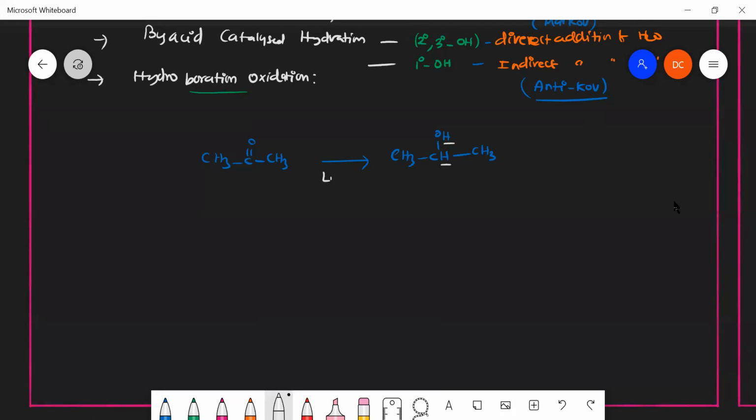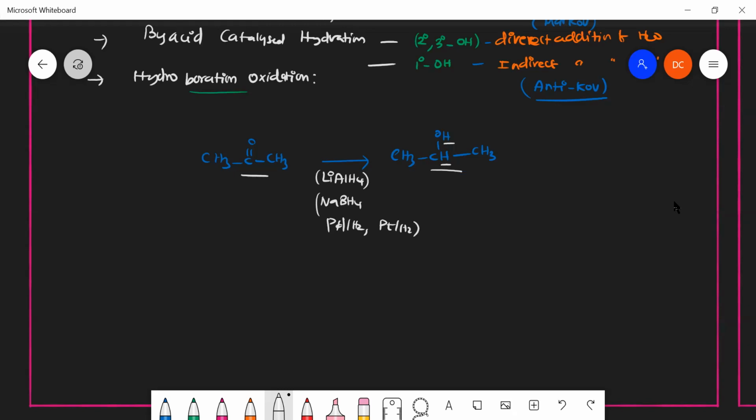Good. LiAlH4. Very good. Lithium aluminum hydride I can use. Otherwise, NaBH4 I can use. Or otherwise, palladium with hydrogen, or platinum with hydrogen. So all these reagents can be used to convert ketone to alcohol or aldehyde to alcohol.